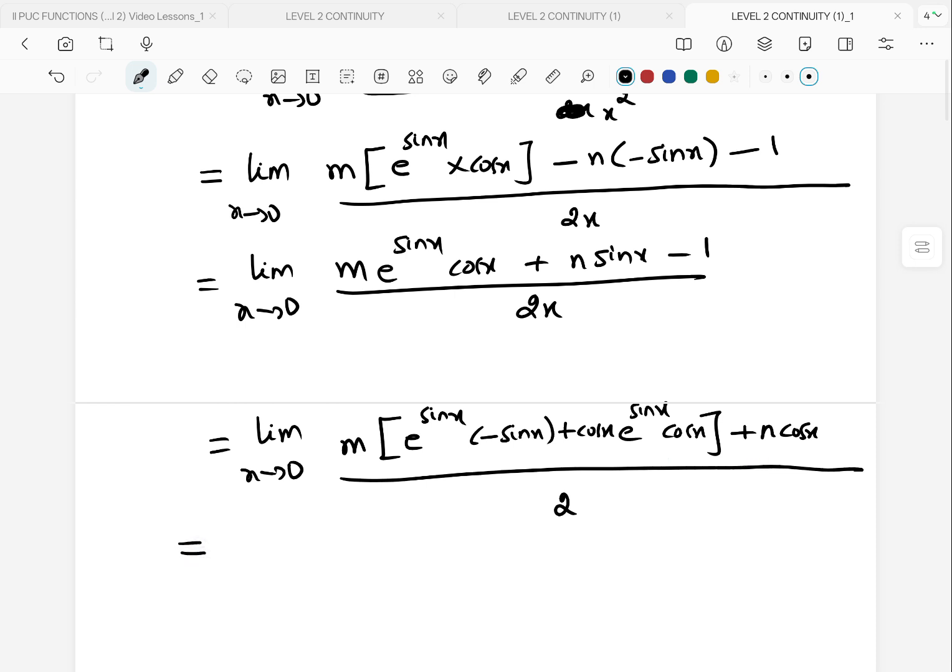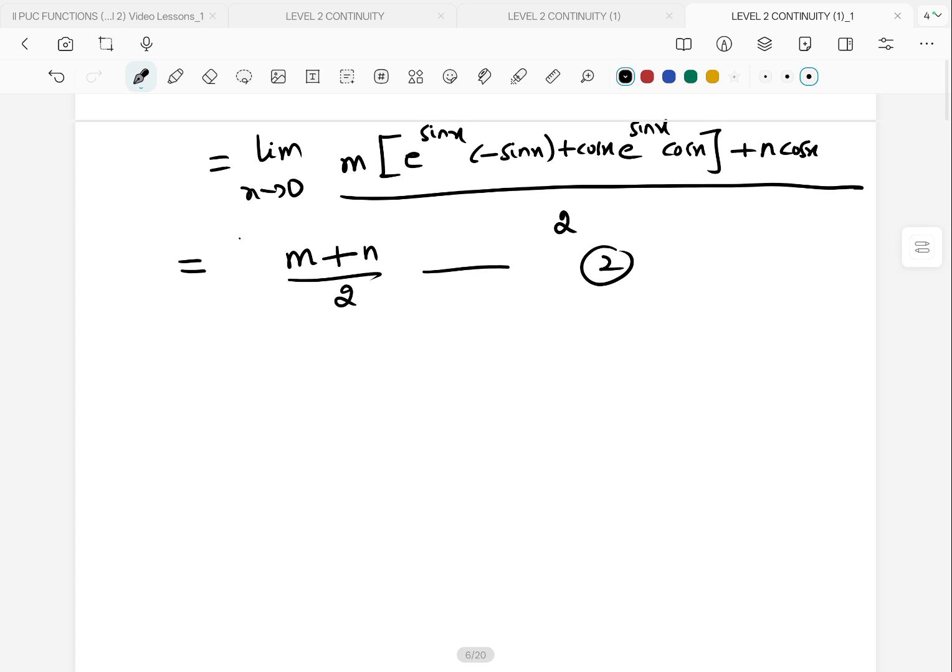So now, as you apply the limit as x tends to 0, this term will become 0, this cos x will become 1, cos x will become 1, e power sin 0 is e power 0 is 1, so you get m plus cos 0 is 1, so m plus n by 2. So left hand limit is m plus n by 2, right hand limit is also m plus n by 2.